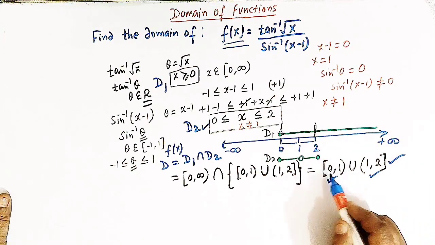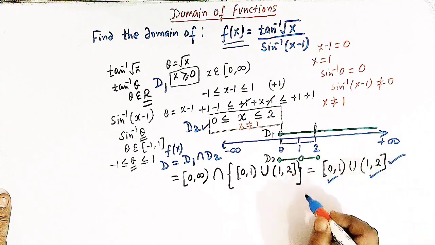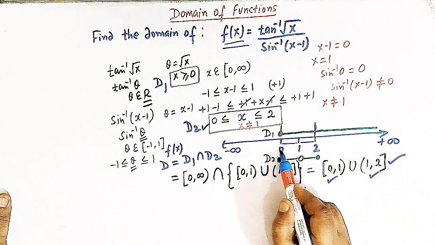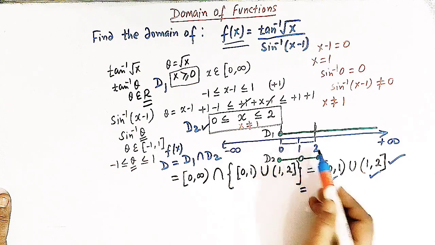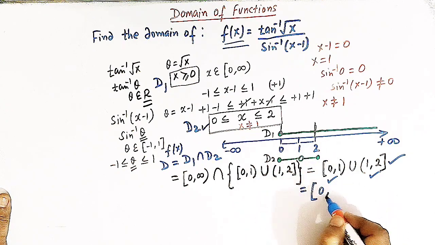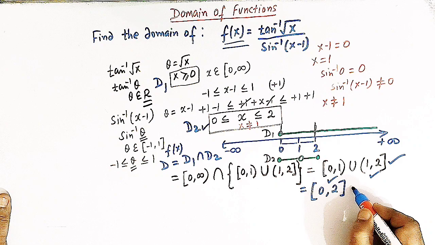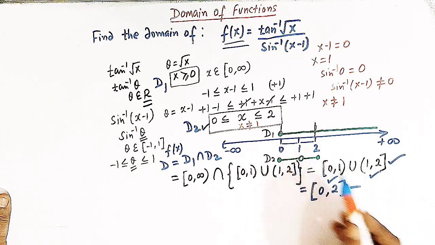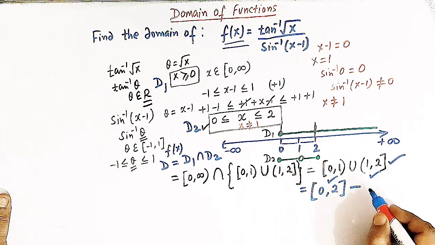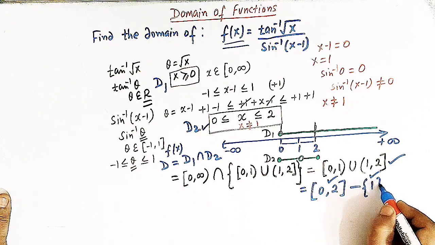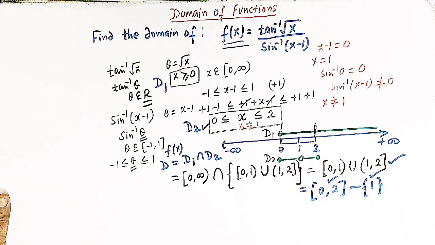So we can also express this notation like this. We can take the entire interval from 0 to 2, and then we can exclude 1 from this interval, right? So we can also write here 1 in the curly brackets.